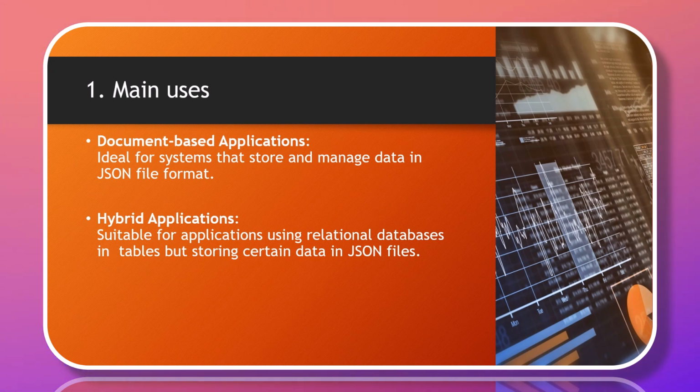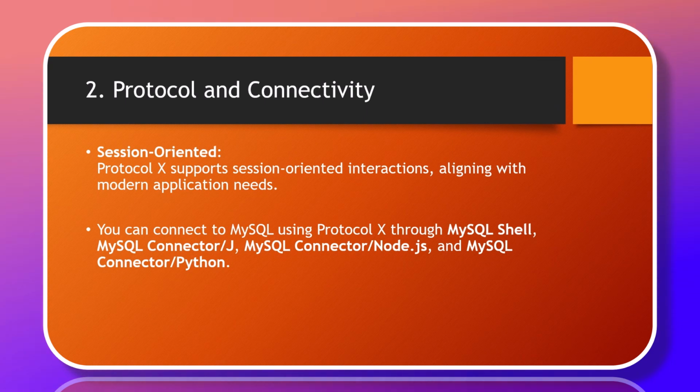Main uses: document-based applications, ideal for applications that store and process data in JSON format. Hybrid applications, useful for applications that use both relational database tables and JSON data, providing flexibility between structured and unstructured data. Protocol and connectivity.